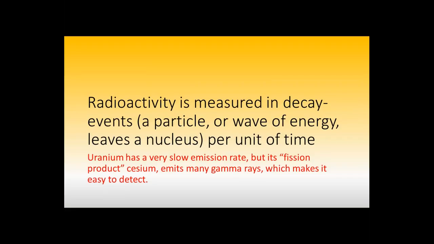Radioactivity is measured in decay events, or counts per minute: an alpha particle, beta particle, or gamma ray being emitted from the nucleus per second or per minute. Uranium has a slow rate of emission. It gives off its alpha particles slowly, but some of the radioactive elements that form after the uranium splits, like cesium, happen to emit gamma rays much more quickly, so more gamma rays per second. That is why the products of the uranium splitting are actually more radioactive than the original uranium.